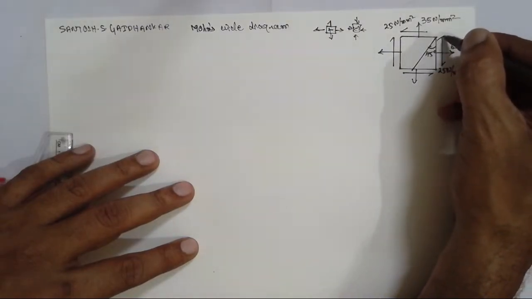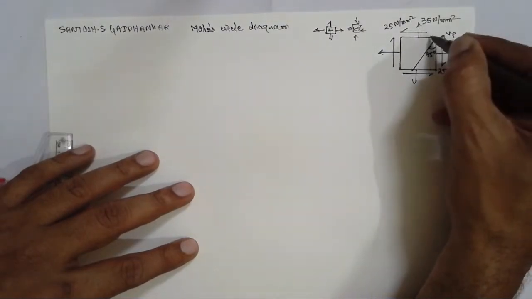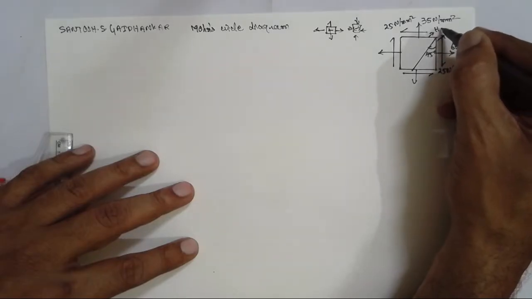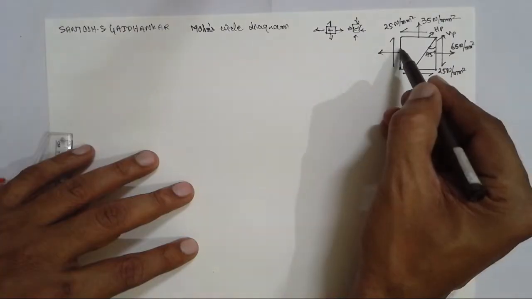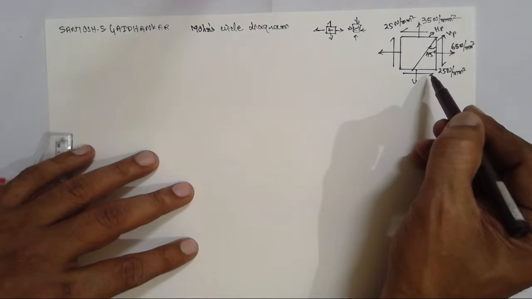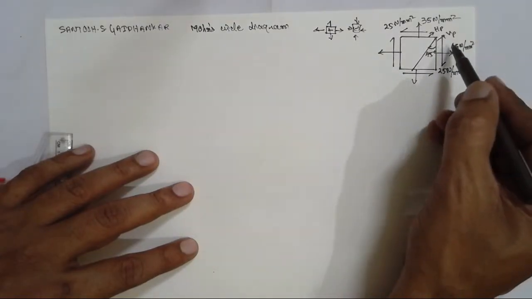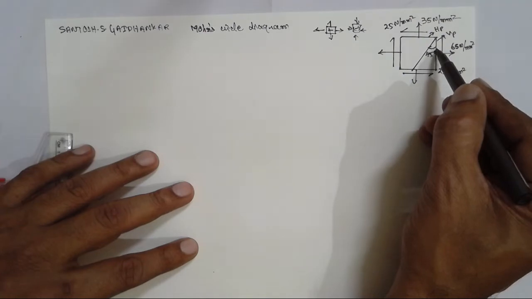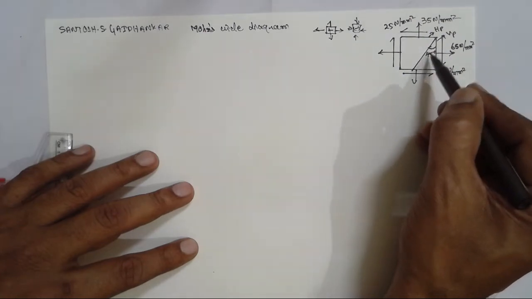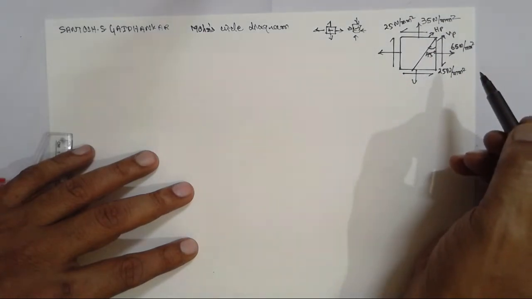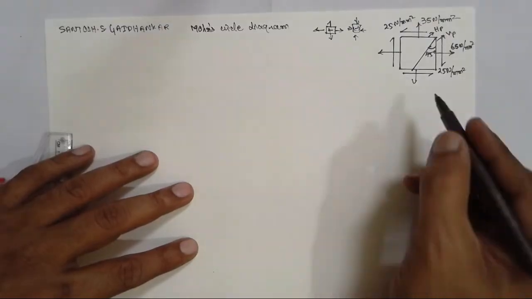Here, I will refer to the vertical plane and the horizontal plane. This one is the vertical plane and this is the horizontal plane. Now, the problem is associated with the vertical plane. The vertical plane makes an angle of 45 degrees to the oblique plane. Let us solve the problem graphically.